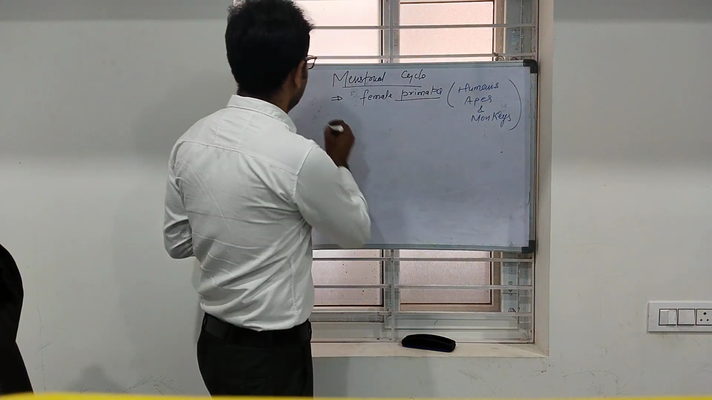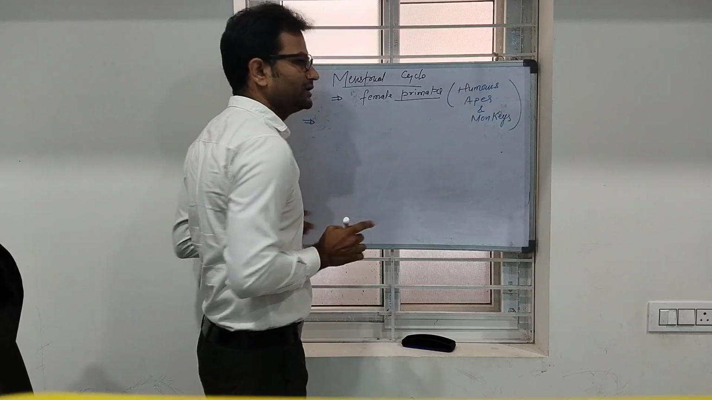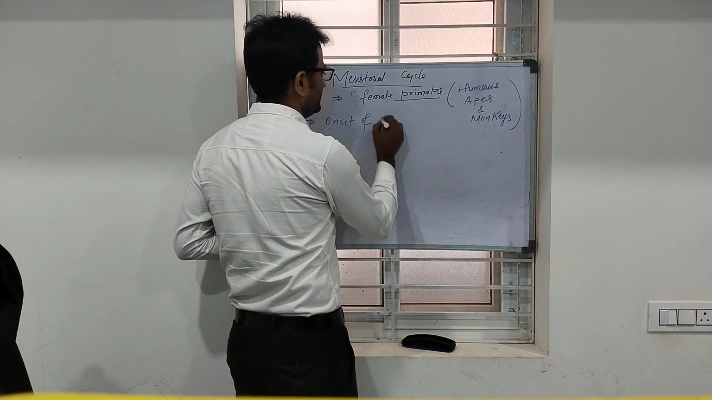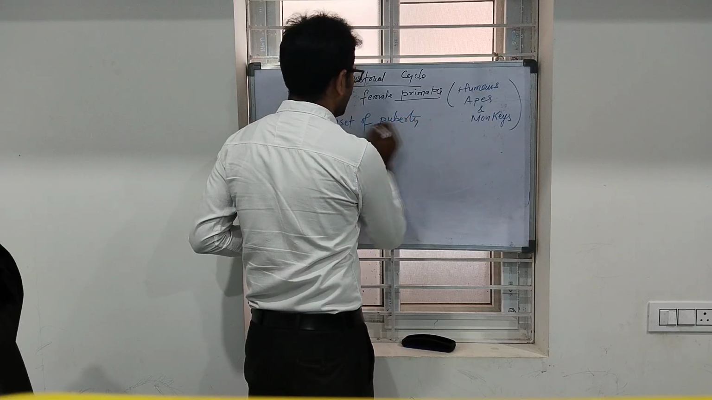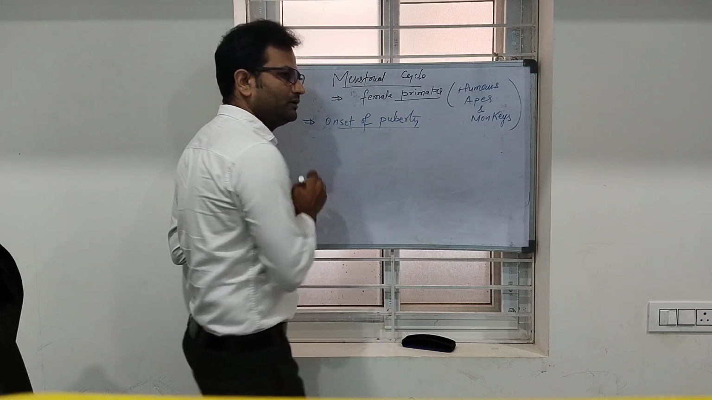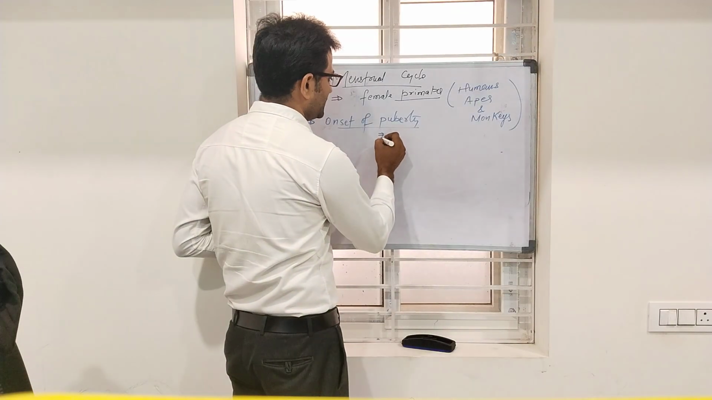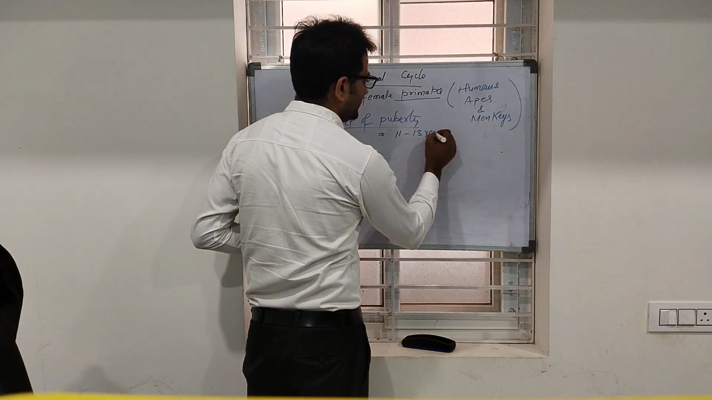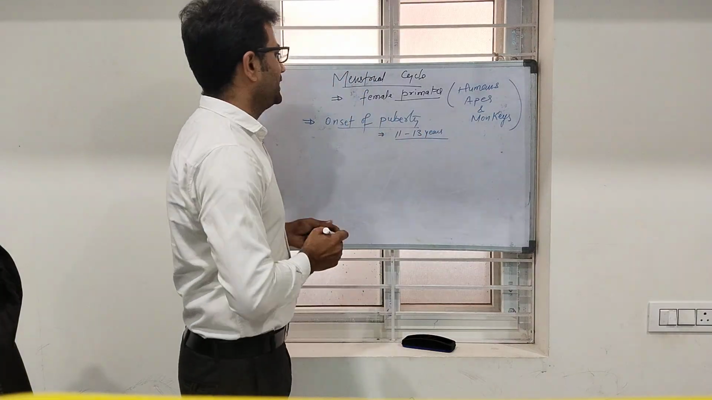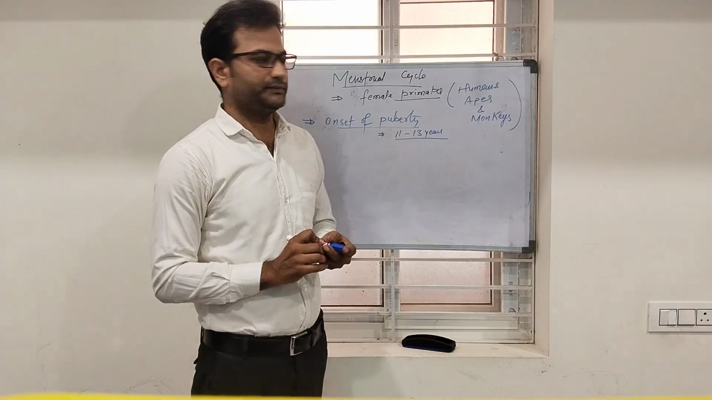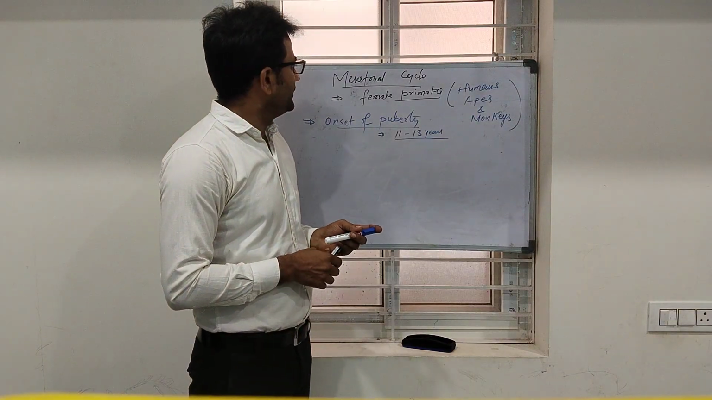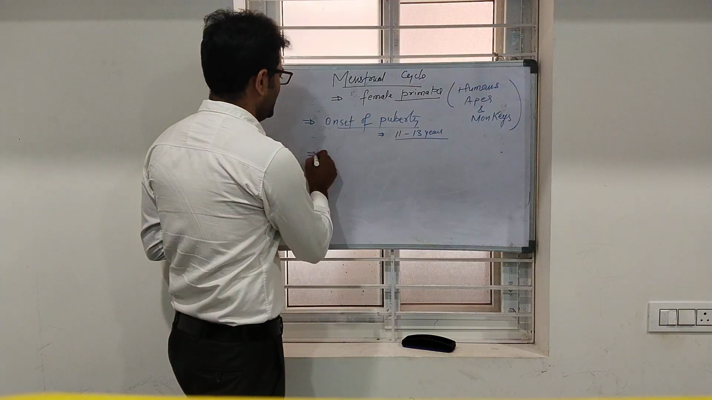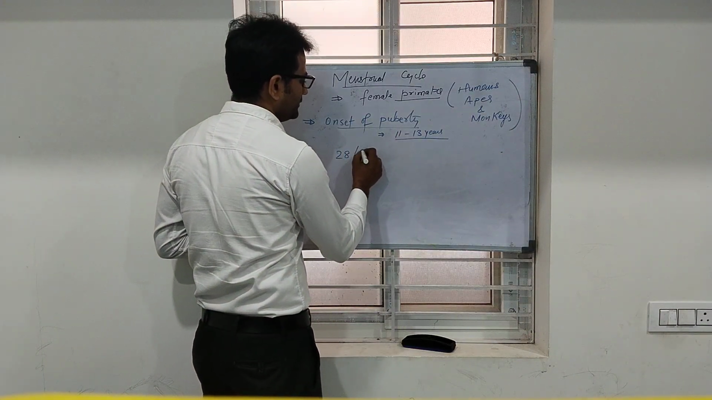The menstrual cycle actually starts after onset of puberty. After onset of puberty, this cycle starts in the female, and we know the onset of puberty means the start of the menstrual cycle, between 11 to 13 years of age. If you see the time duration of one menstrual cycle in a human female, it is around 28-29 days on average.